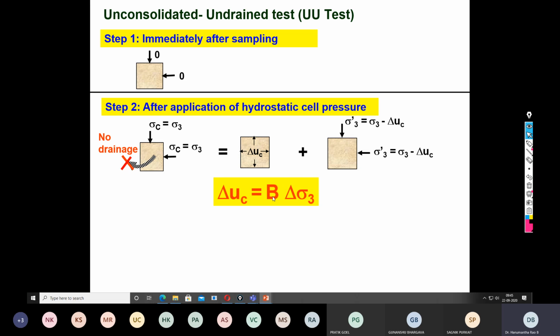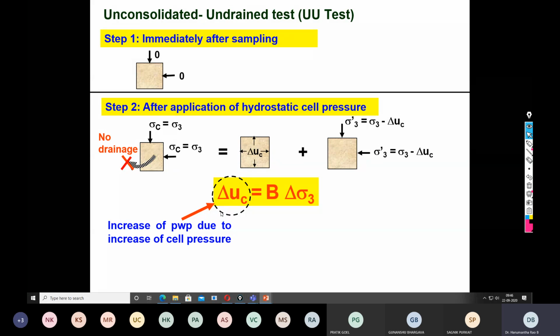So the relationship between applied confining pressure and the development of the pore water pressure is related with the parameter called B. B is one of the pore water pressure parameters. B is defined as what would be the increase in pore water pressure for an applied cell pressure. So this is the increase of pore water pressure due to the increase of the cell pressure.